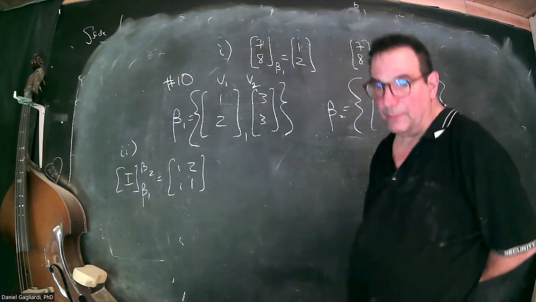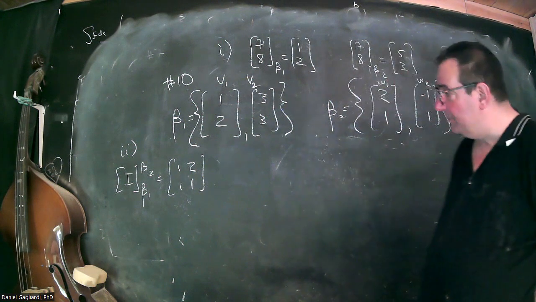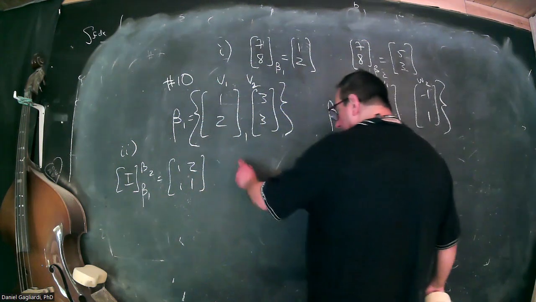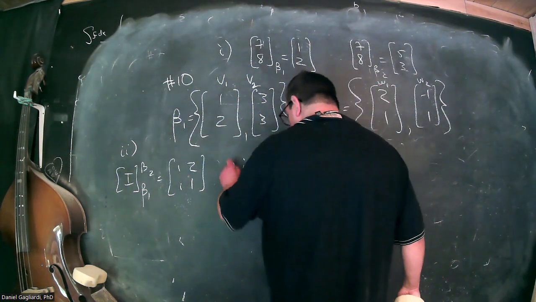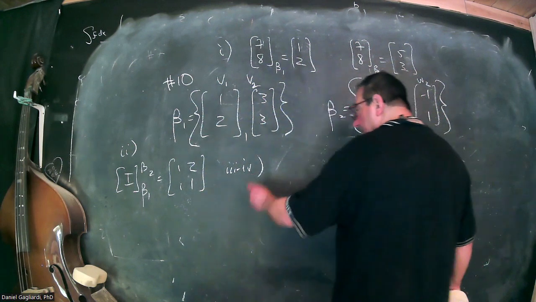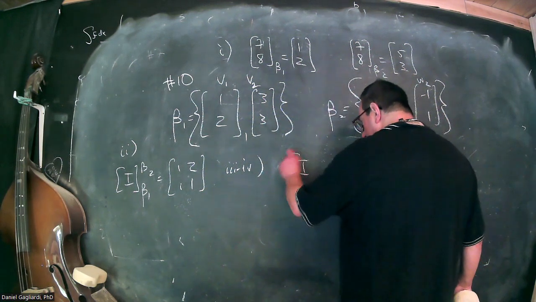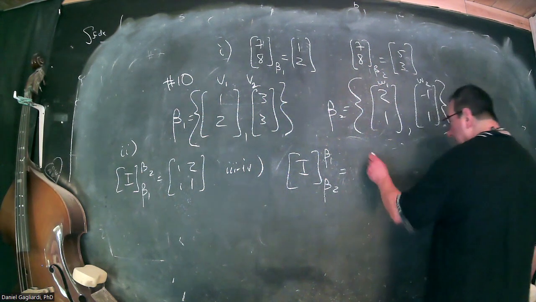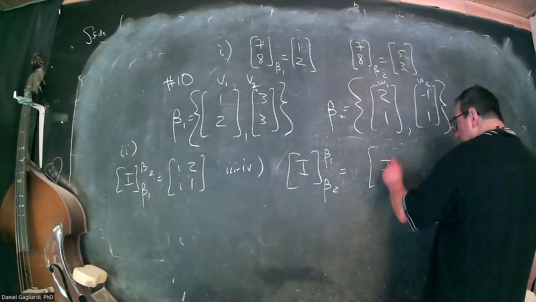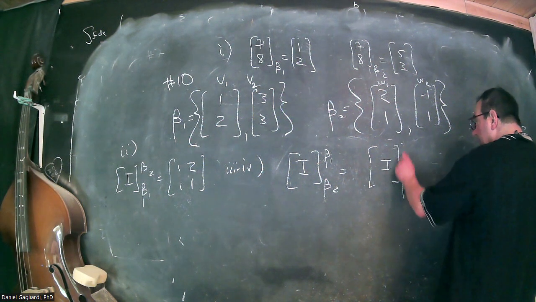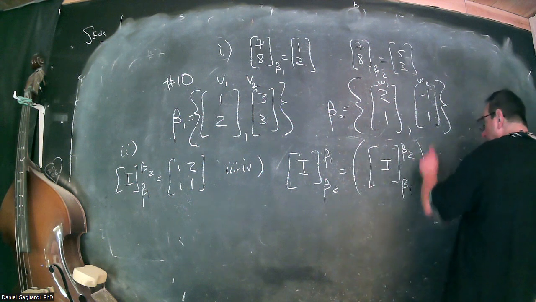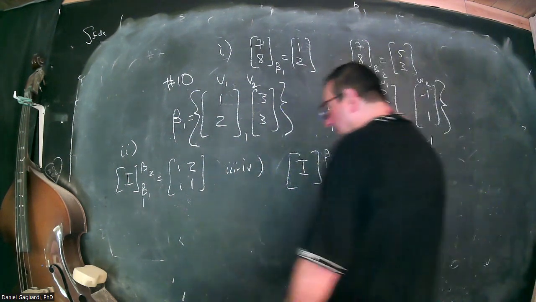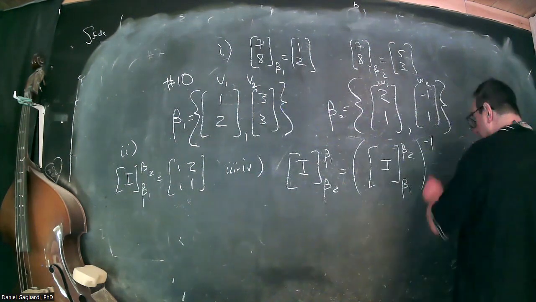Well, part 3 and part 4 dovetail, because what's being said here is that if I find the inverse of this matrix, the transition matrix from beta 2 to beta 1 is going to be equal to the inverse of the transition matrix from beta 1 to beta 2. So all I have to do is find the inverse of the matrix we found in part 2. So let's go ahead and do that. The inverse of that matrix is going to be what?